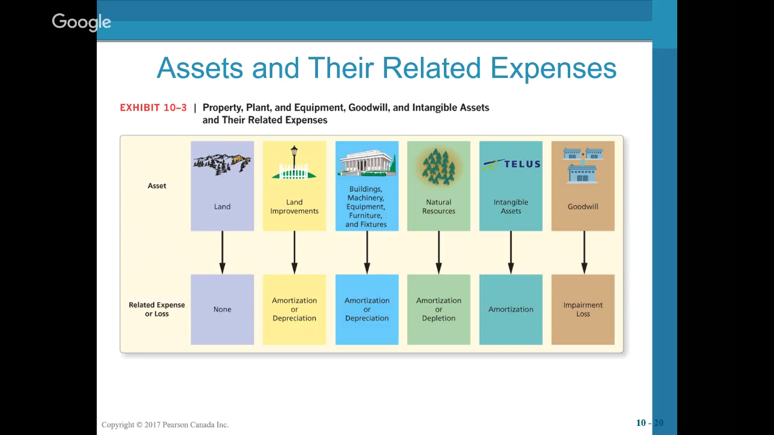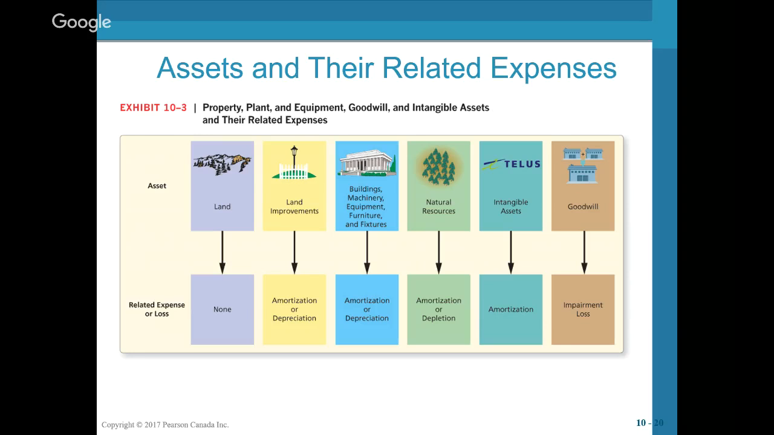This is a really good review slide. Land is not depreciated. Land improvements are depreciated. Buildings are depreciated. Resources, we use the word depletion or amortization. So for example, if you've got a gold mine and you're taking gold out of the mine, you're depleting the mine. An intangible asset is amortized. An example here would be a patent that lasts 20 years. You'd be using up 1/20th of that patent every year.